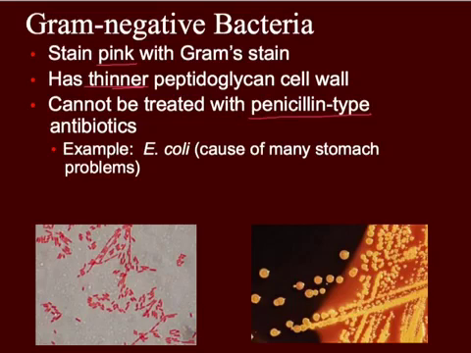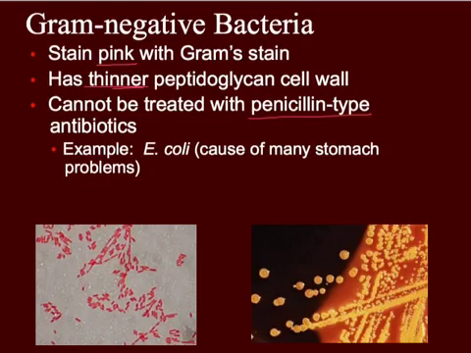Gram-negative, on the other hand, stains pink. Sometimes we say pink, sometimes we say red, and this has a thinner wall of peptidoglycan. So why is the cell wall important? It's important because that's what the antibiotic is going to break down. Different antibiotics will break down thick walls, and other antibiotics will break down thin walls. These thinner walls actually have another envelope around them.